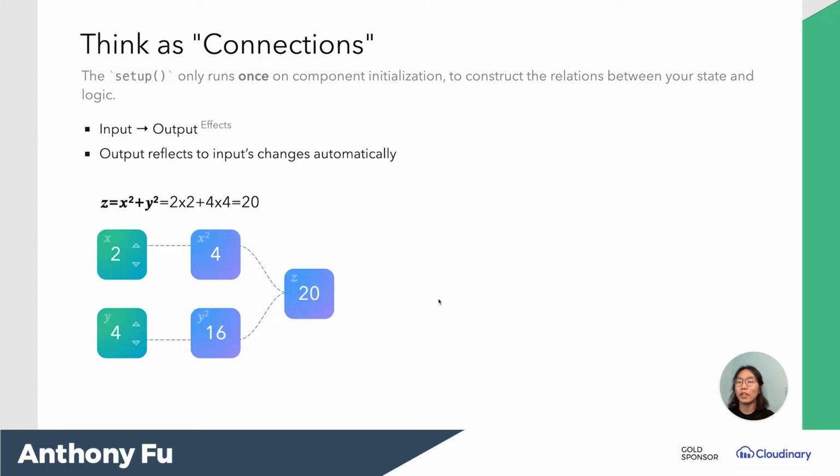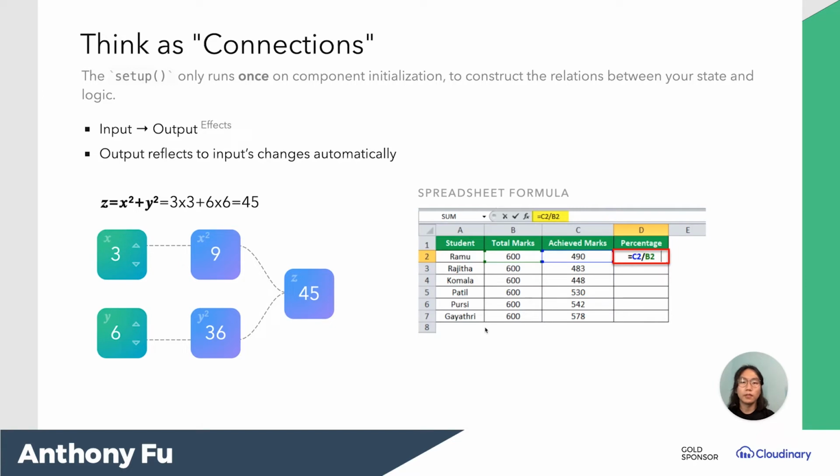Here is an example that we have z = x² + y², while x and y are independent variables, and z is a controlled variable relying on x and y. Whenever I change any of them, z will be updated accordingly, which is also similar to formulas in spreadsheets. So in composable functions, we can think of arguments as the input and the returns as the output. The output should be able to reflect input changes automatically. I will talk about this with an example later.